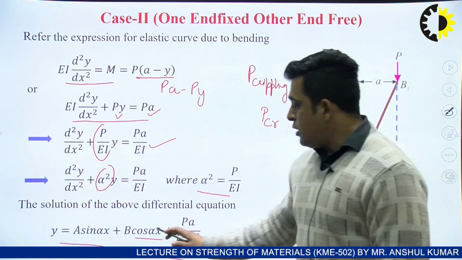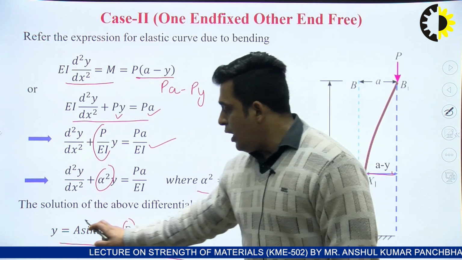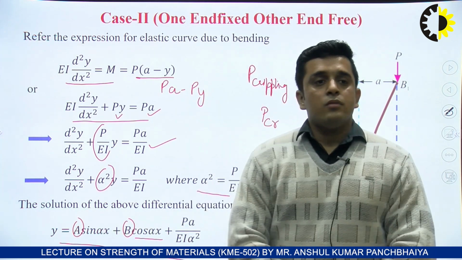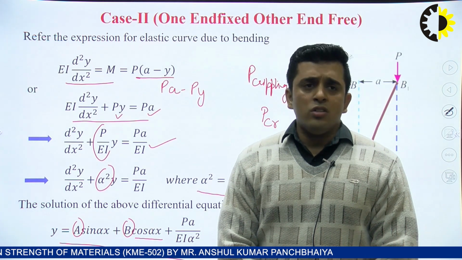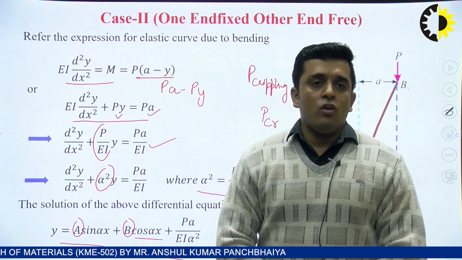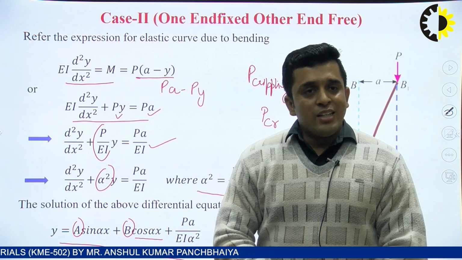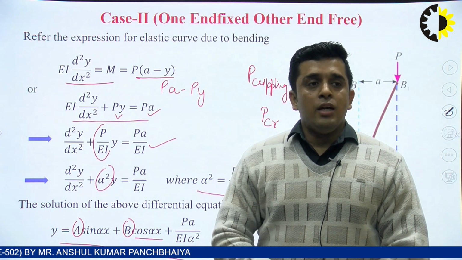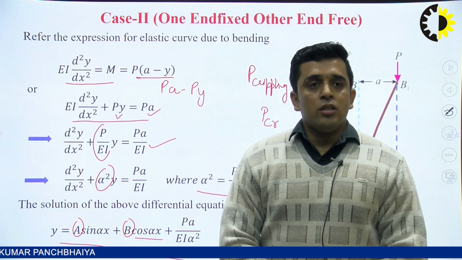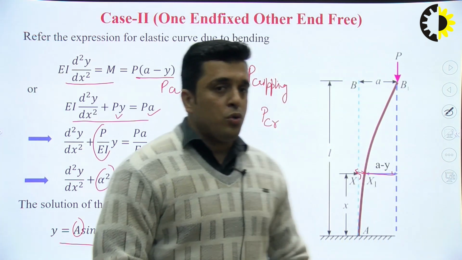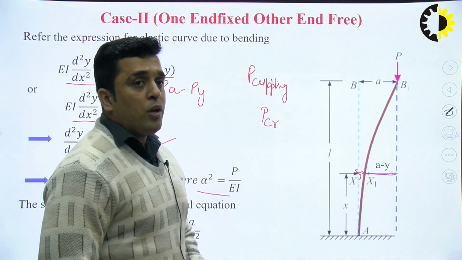Now you can see here the constants are there, A and B. What we have to do is calculate the value of these constants, and the one and only way to get the value of these constants is by using the boundary conditions. So we are going to apply different boundary conditions.